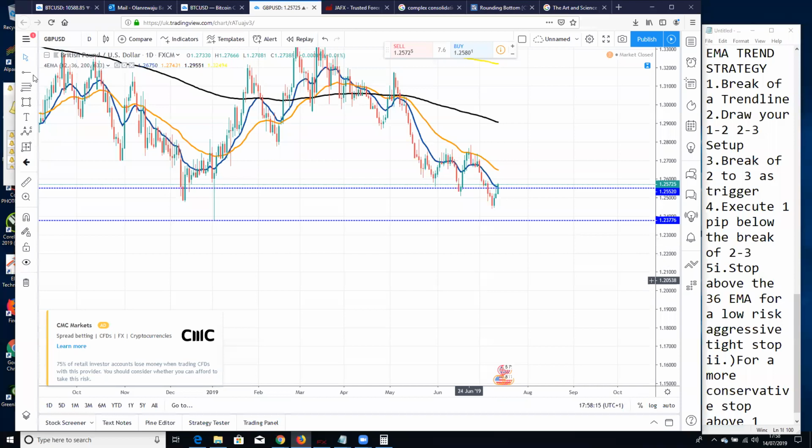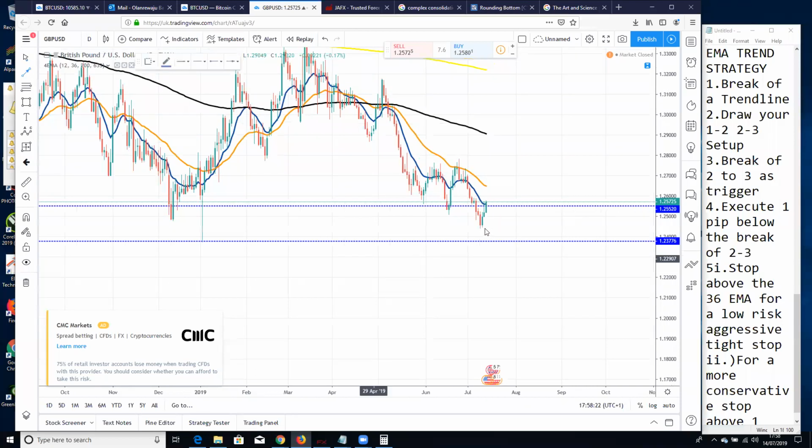So on the short term, what is the trend in the pound dollar? Up or down? What is the trend on the euro, on the pound dollar? Up or down? Any answer?